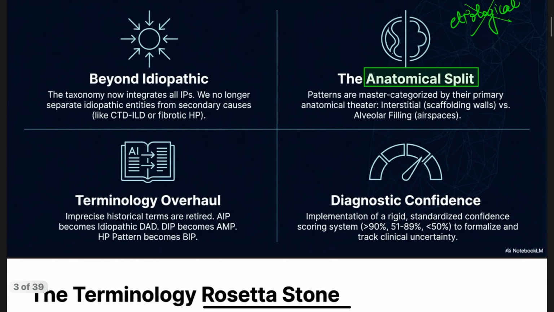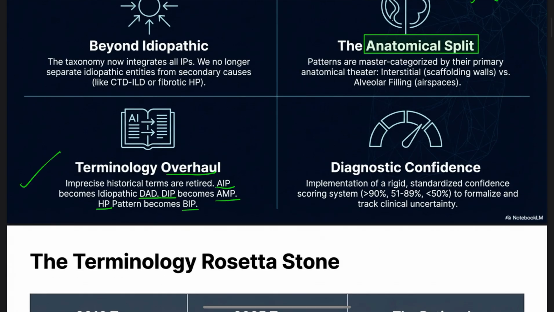And a terminology overhaul has been made. There are so many changes in terminologies, especially with three things. Hypersensitivity pattern is changed into bronchiole centric interstitial pneumonia, desquamative interstitial pneumonia is made into alveolar macrophagic pneumonitis, and acute interstitial pneumonitis is made into diffuse alveolar damage. So these are the changes made in terminologies.